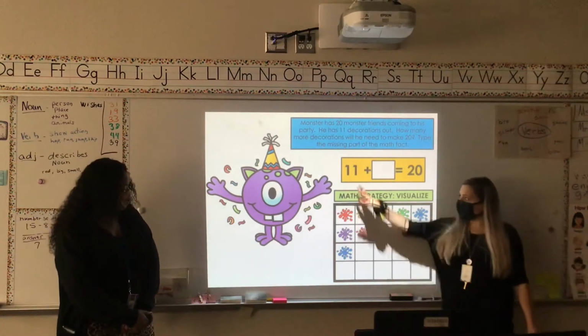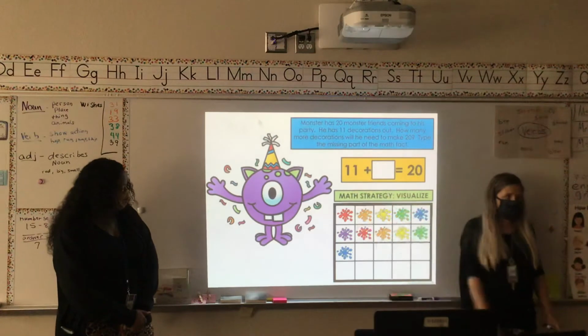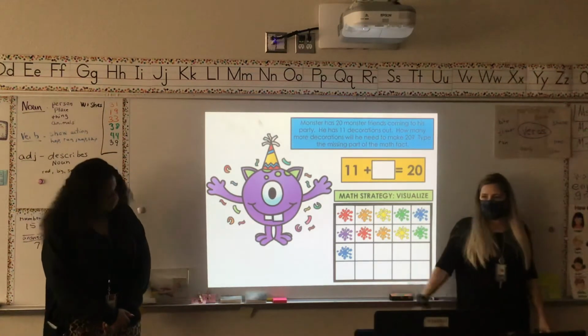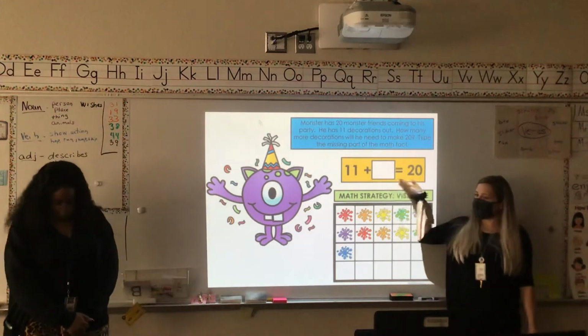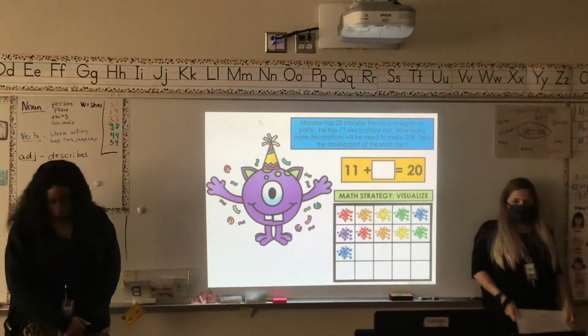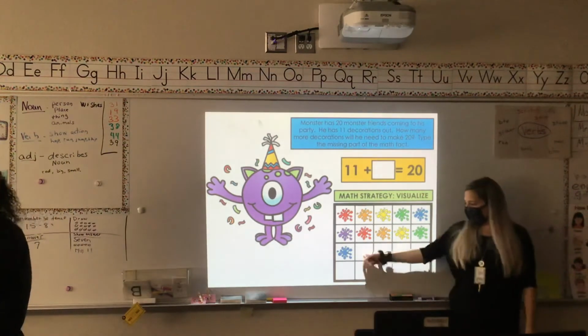20. Well, we already have one more past 10. So maybe that'll help some friends. If we know 10 plus 10 is 20, what would 11 plus blank equal? Count the blank spaces. 11 plus blank.